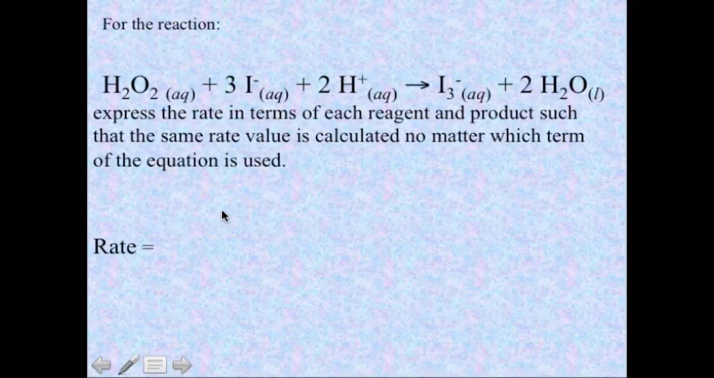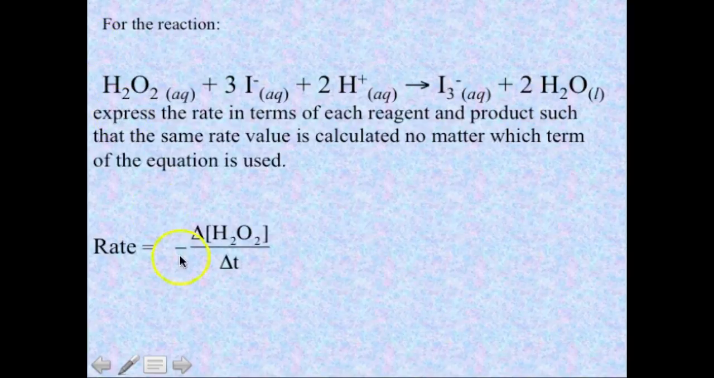All right, so let's practice for this one. Hydrogen peroxide plus 3 moles of iodide ion plus 2 moles of hydrogen ion yields 1 mole of I3 minus plus 2H2O. See if you can write the rate equation specifying the rate in terms of each one of these reagents and products. Okay, here we go.